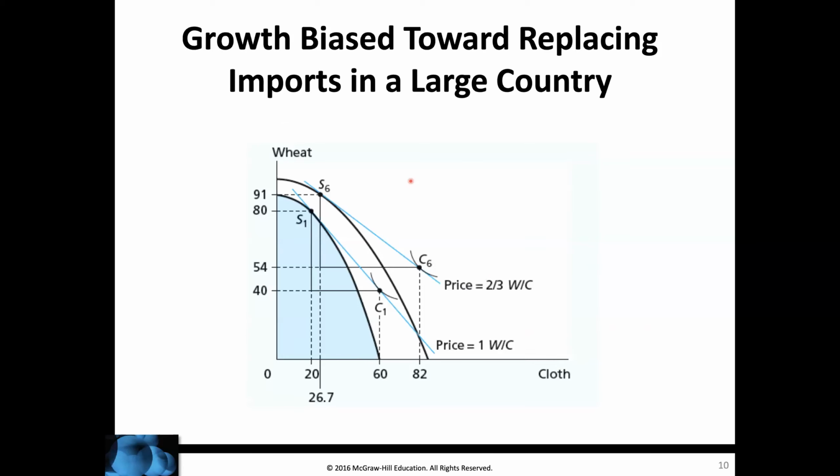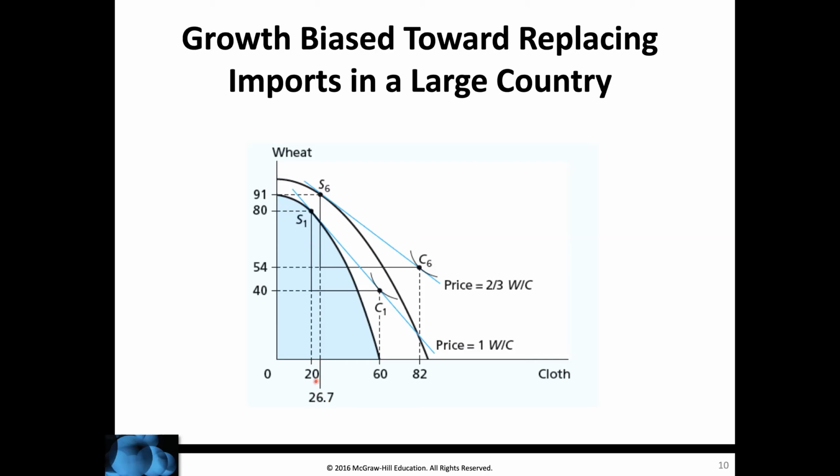This figure 7.3 in your book shows the growth bias toward replacing imports in a large country. So you can see we've got our original production possibility curve with production at point S1, 80 for wheat and 20 for cloth. Because of an increase in labor, the production possibility curve shifts outward, but shifts more for cloth than it does for wheat. What we end up with is a production point of S6 with wheat production of 91 and cloth production of 26.7.